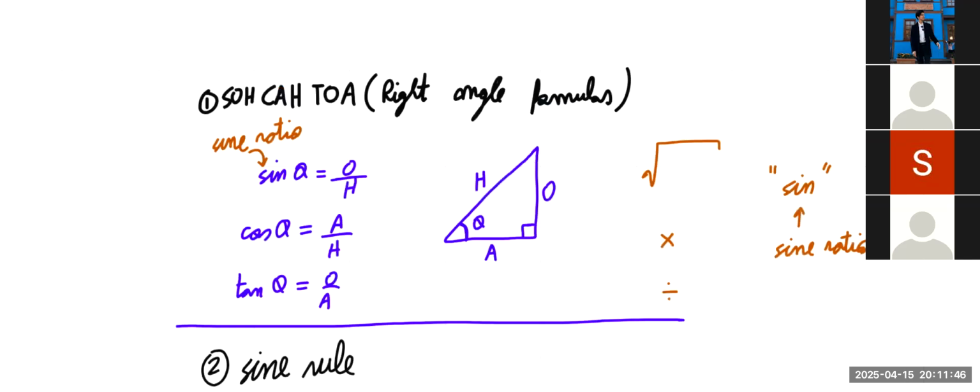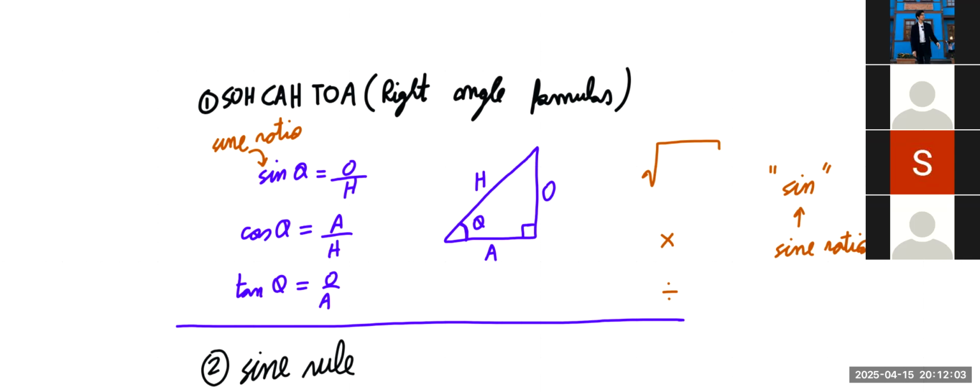Okay, so just as a quick reminder, these are the right angle formulas. When you have a right angle triangle and you know any two things about it, angle, side, side, etc., you can use one of these rules. The question is which one you have to use. To figure that out, you need to set up the triangle properly, so you need to label the sides.